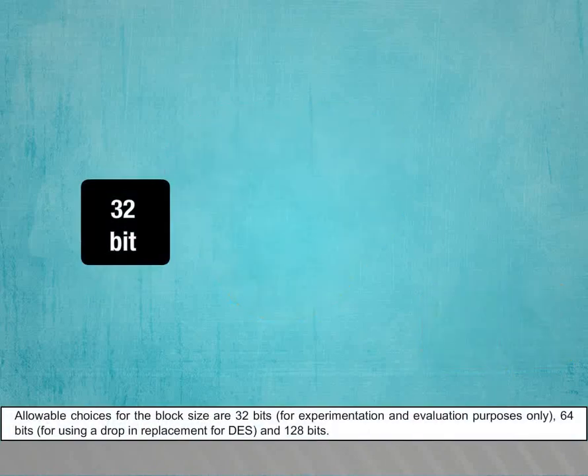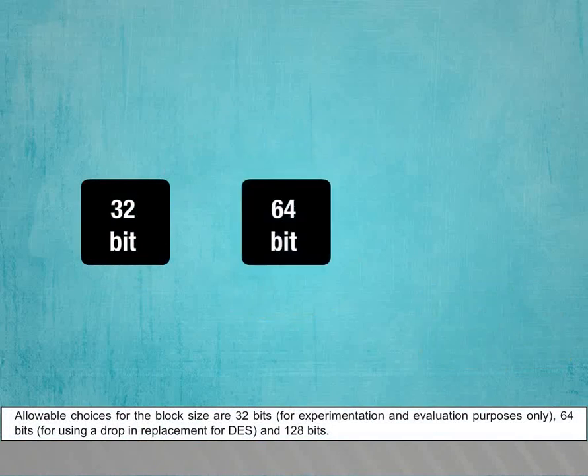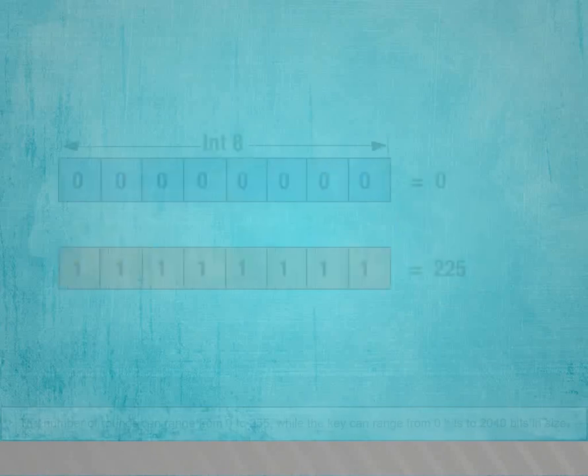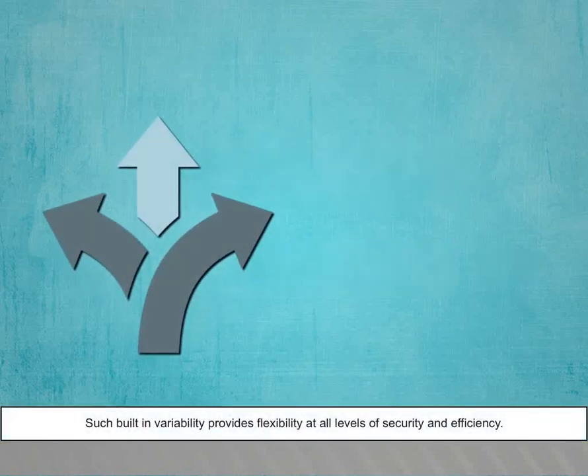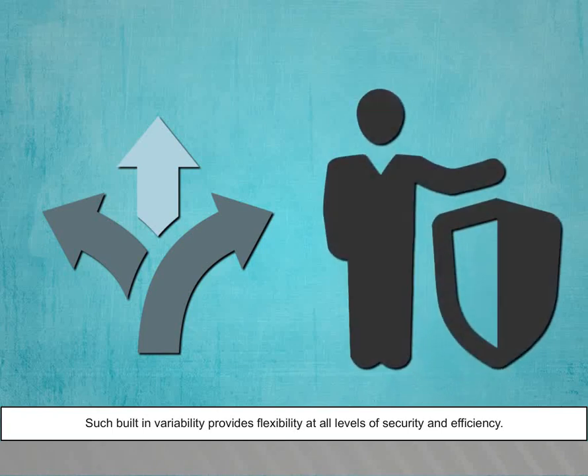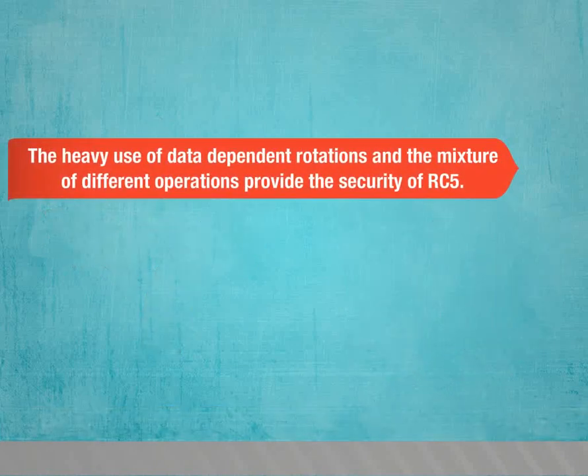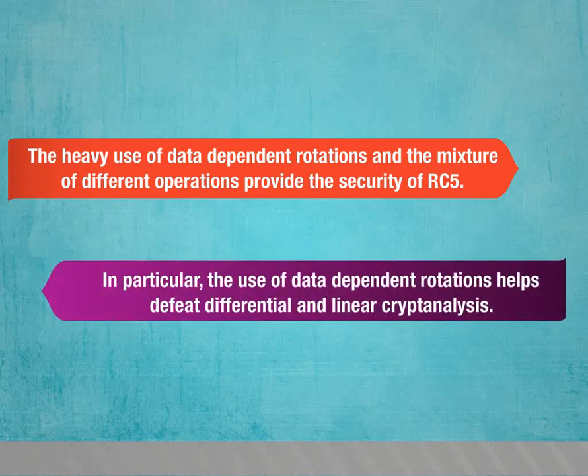Allowable choices for the block size are 32 bits for experimentation and evaluation purposes only, 64 bits for use as a drop-in replacement for DES, and 128 bits. The number of rounds can range from 0 to 255, while the key can range from 0 bits to 2040 bits in size. Such built-in variability provides flexibility at all levels of security and efficiency. The heavy use of data-dependent rotations and the mixture of different operations provide the security of RC5. In particular, the use of data-dependent rotations helps defeat differential and linear cryptanalysis.